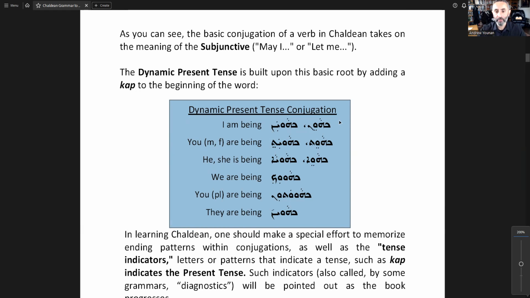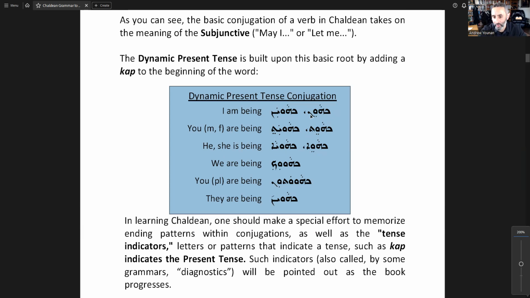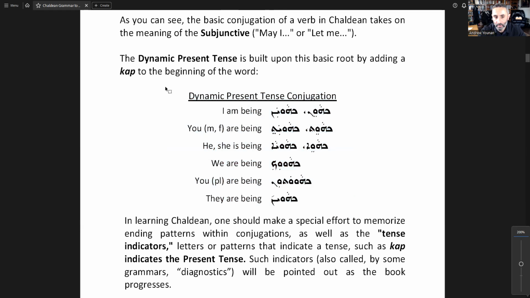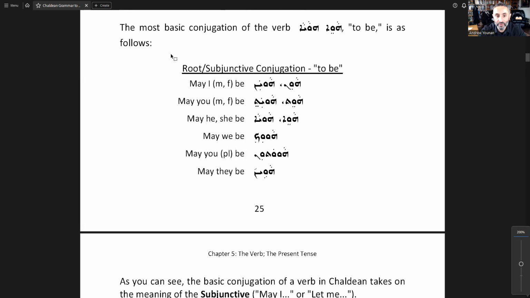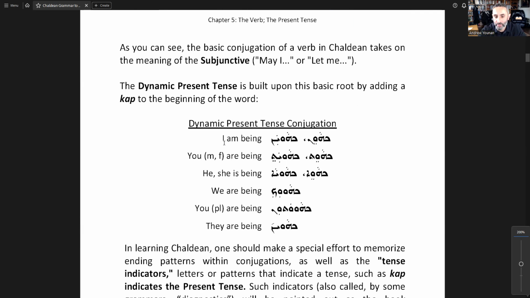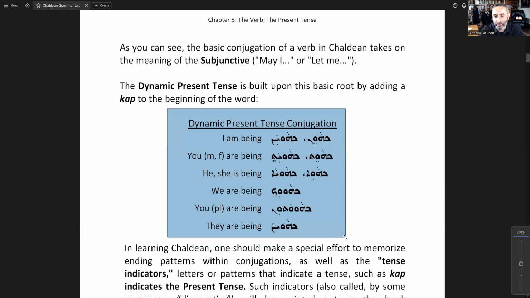That's it. So if you want to say I am being, you say kawen. If you're male, koyan, female, kawit, you are being, masculine, koyat, feminine, kawe, he is being, koya, she is being, kauch, we are being, kawotun, you plural are being, kawe, they are being. Okay. That is the dynamic present tense conjugation of to be. So if you have this memorized, you have nothing else to learn. You just take a kap and staple it to the beginning, and now you have the present tense.